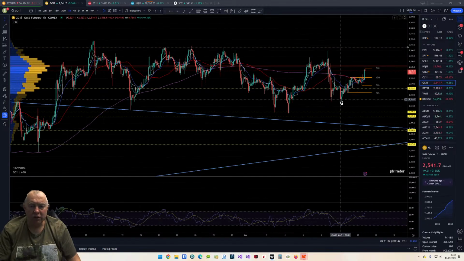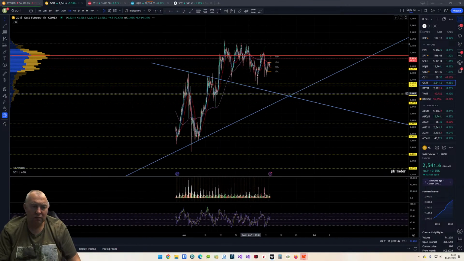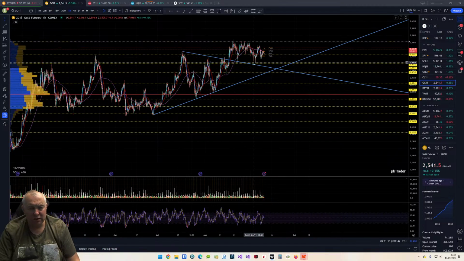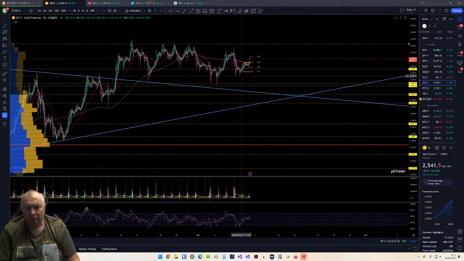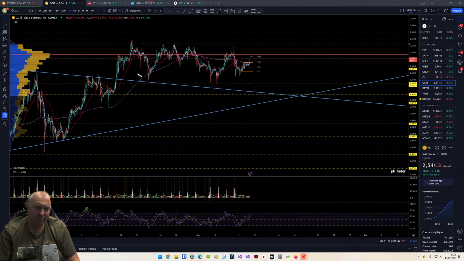This is the gold. It's broken out of this area here. It's still looking bullish, potentially an inverse head and shoulders. Depends how you want to see it, you could say left shoulder, head, right shoulder. We could also say left shoulder there, right at the head and the right shoulder.